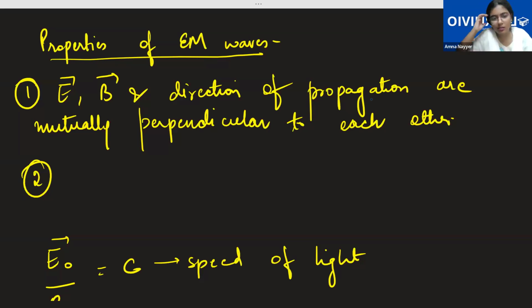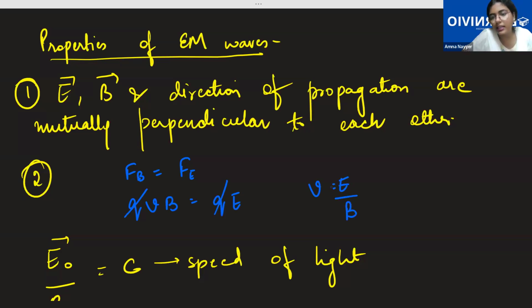Yes, ma'am. Okay, electric field, magnetic field, and direction of propagation are perpendicular to each other. Second, the magnetic force is equal to the electric force. So QvB is equal to QE. That charge will be cancelled. So speed is actually electric field by the magnetic field.